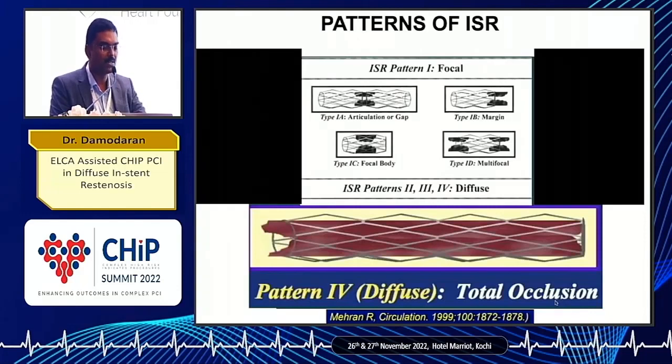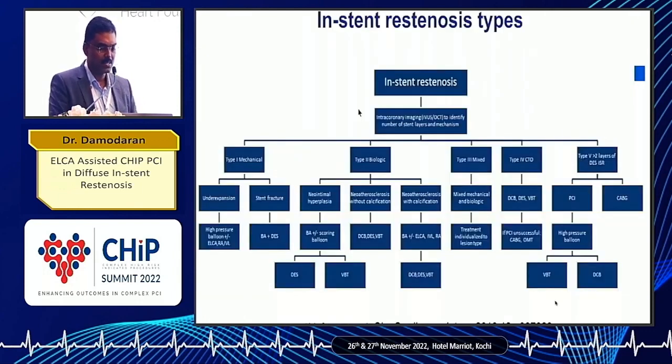Let me just focus on the diffuse stent restenosis. We are all aware of this slide by Mehran, and type 4 is diffuse or chronic total occlusion, where I am going to discuss the case examples. This is more than laser.